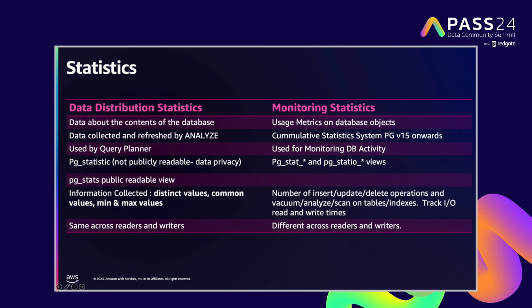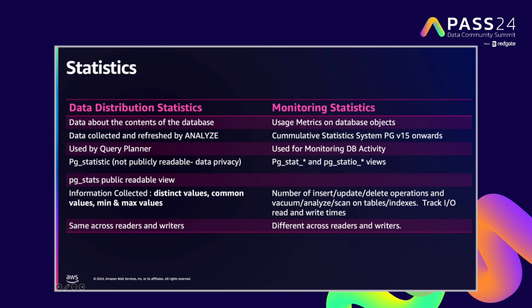What are distribution stats? Distribution related statistics: how the data is distributed inside the database, inside your tables, what is the repetition of values, what are distinct values. This kind of distribution information is collected by a process called analyze. Analyze collects all this data and keeps it in the pg_statistic table, where samples or histogram bounds are created. This information is then used by the query planner to decide which plan is the most optimum plan to fetch that data.